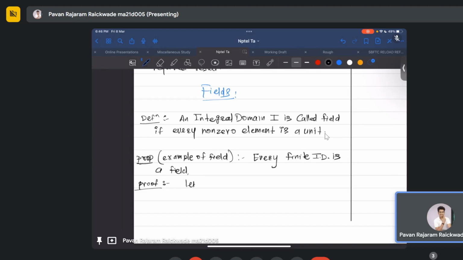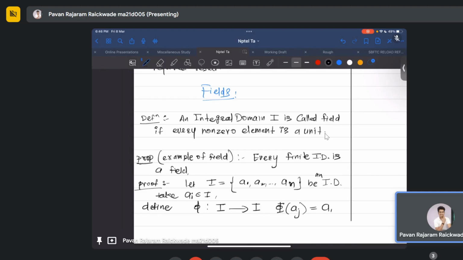So let I be an integral domain. Because it is finite, I will just label the elements a1, a2, up to, let's say, an. Now I'll define a map phi from I to I. Take any element, let's say a1 or any element ai. And now how do I define the map? Phi for any element aj is basically ai times aj. And this product is defined already.